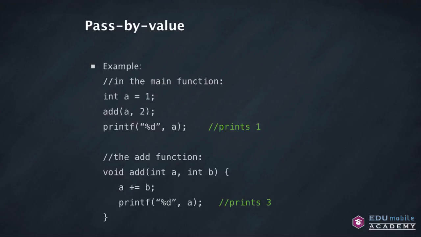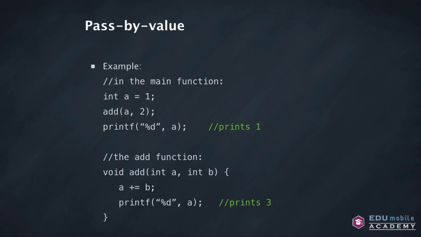All right. So here's an example. It's kind of analogous to what you were trying to do with the swap function. In the main function, let's say that we have an integer a equal 1. And we have a function someplace called add. What it does is it adds the number 2 to a variable, and it's defined as add int a, int b. So here I'm just adding 2 to a. And then if I print, no matter what I do inside add, this is just going to print 1.